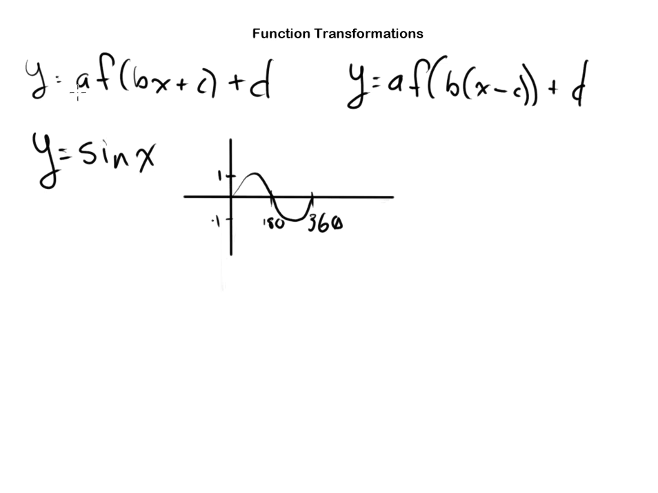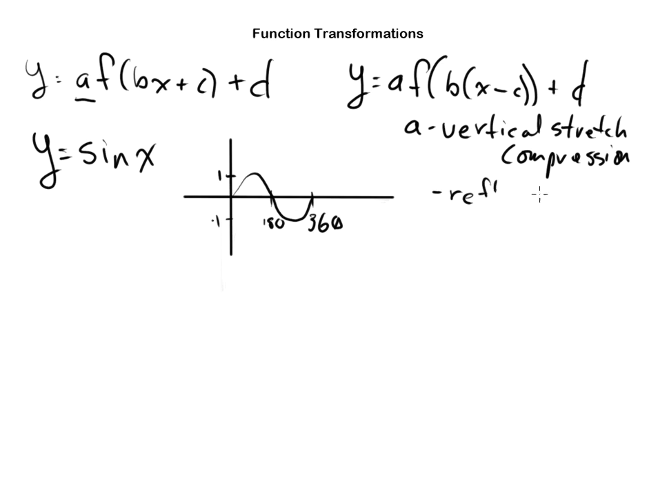Some of the things are going to be really obvious. So the a actually affects two things. It can change the vertical stretch or compression. And the other thing that it can do, depending on whether it's positive or negative: if a is positive, it doesn't really do much. But if a is negative, in the case that a is less than 0, it can also be a reflection across the x-axis.